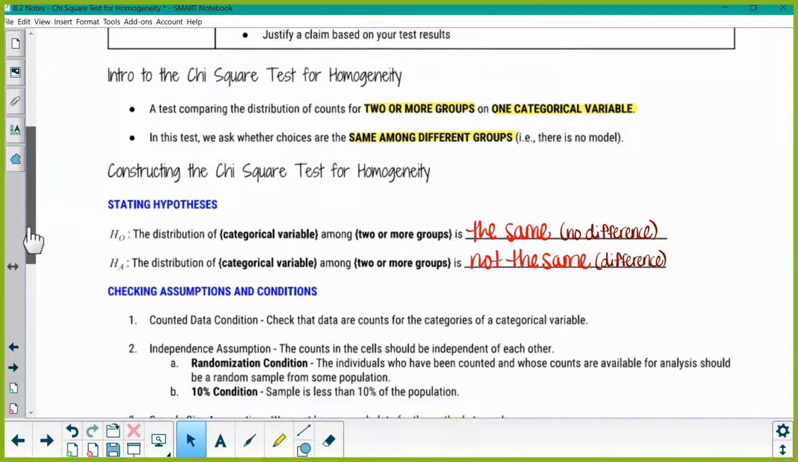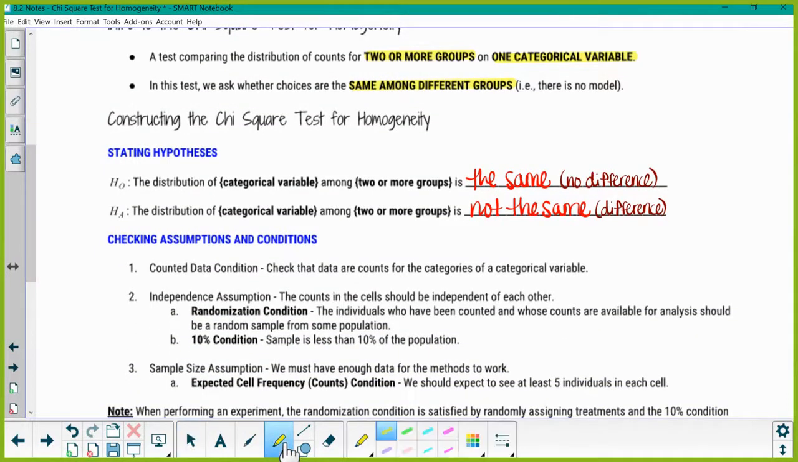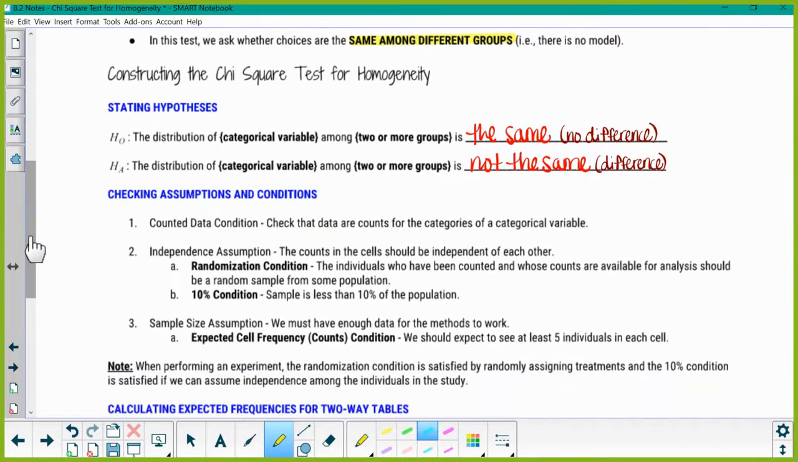Now, assumptions and conditions are going to work similarly to our chi-square test for goodness of fit. Again, yes, please verify that your data is counts. Otherwise, there's no point in even running a chi-square test because you're not dealing with categorical data. That is something you should be checking before you even begin, once you make your initial decision of what test you should be doing. Now, the independence assumption is satisfied by checking the randomization condition, which we're very familiar with. Please make sure that you are checking it for both groups. So both populations that are selected, make sure that they're randomly selected.